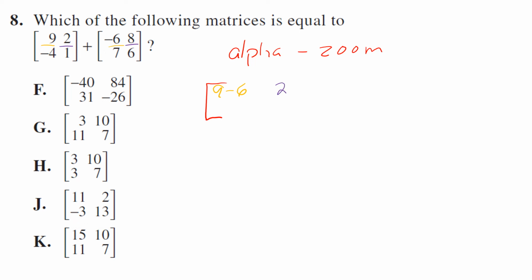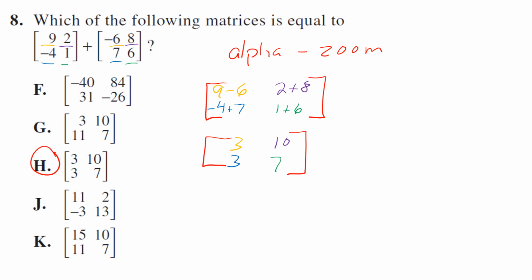So 2 plus 8. And then we have negative 4 and 7. So negative 4 plus 7. And then we have 1 plus 6. So 1 plus 6. We're just going to add all those up and it'll tell us what we have. So we end up having a matrix that is 3, and then we have 2 plus 8 is 10, and negative 4 plus 7 is 3, and 1 plus 6 is 7, and that matches choice H. So there we go.